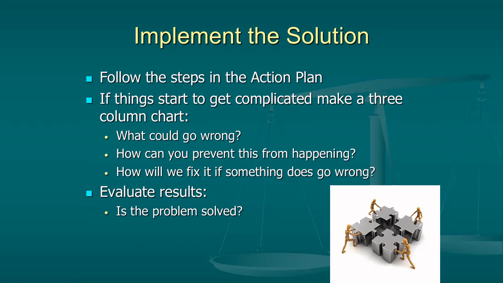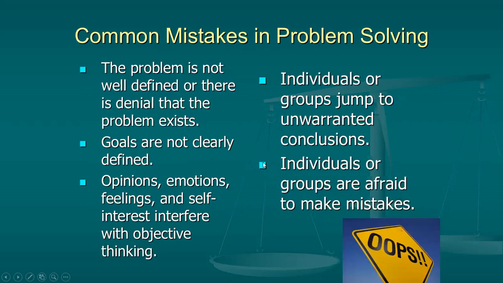So what are the steps? It is better to follow the action plan. If things start to get complicated, if you are unable to do that, make a three-column chart. What could go wrong? Why did this particular thing happen? How can you prevent this from happening? How do you resolve the issue? How will you fix it? The last one is to evaluate the results. Is the problem solved or not? You have to evaluate it. So these are the 7 steps we have to follow in problem solving.